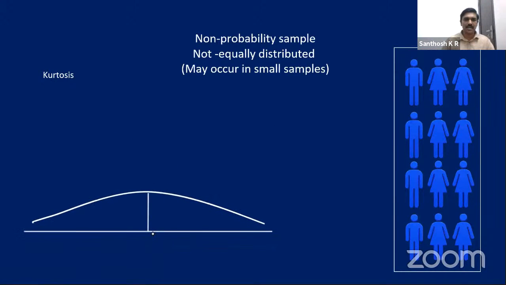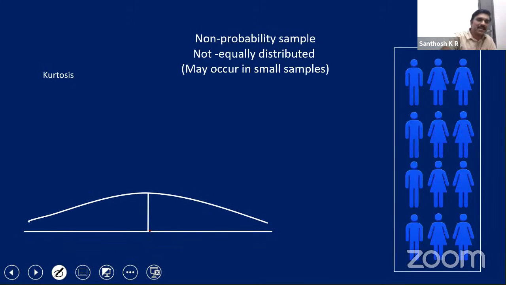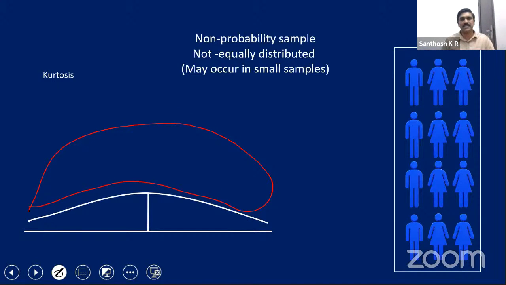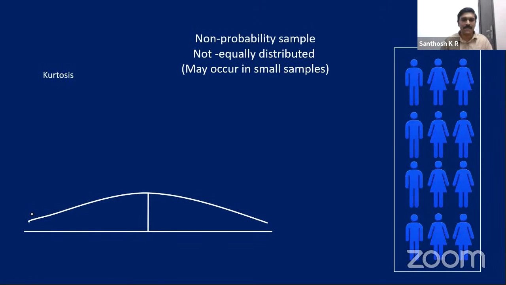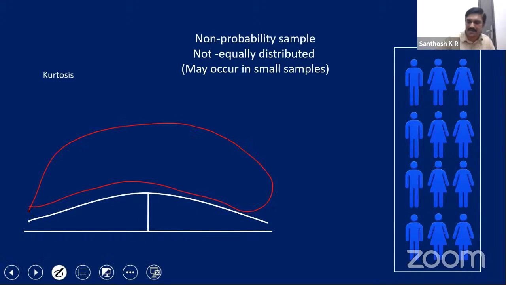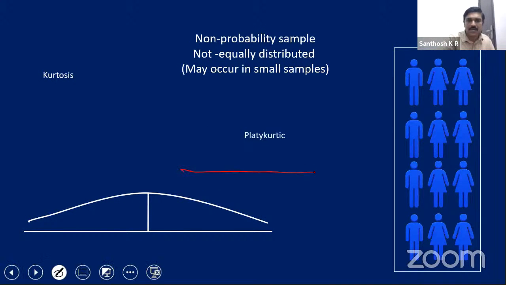Now here, see, we lost data from here. This much of the area we lost data. This is somewhat like platy. This is platykurtic. And there are situations where we may feel like this. I haven't drawn that, so I will draw it here. There are certain curves like this.